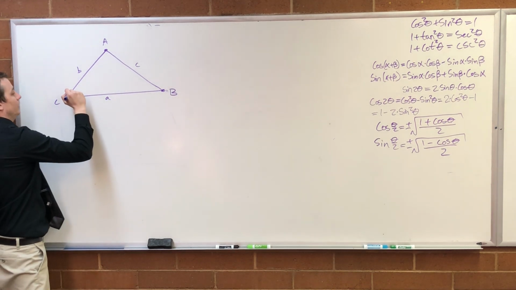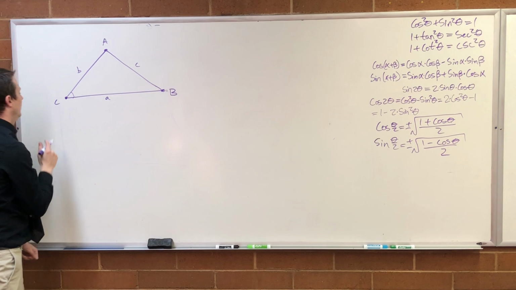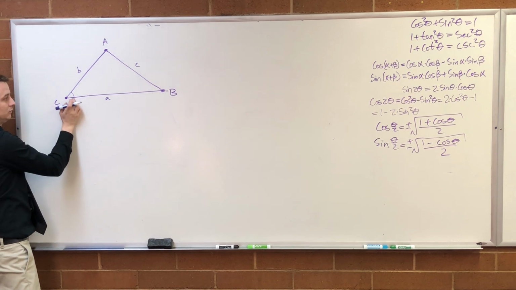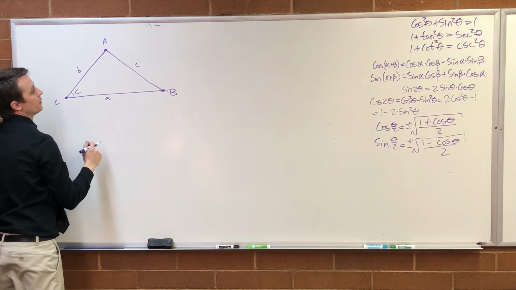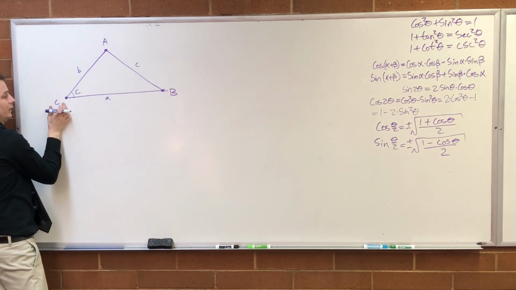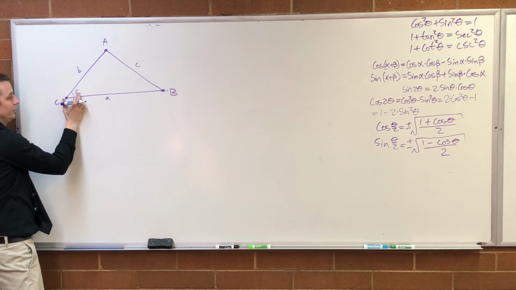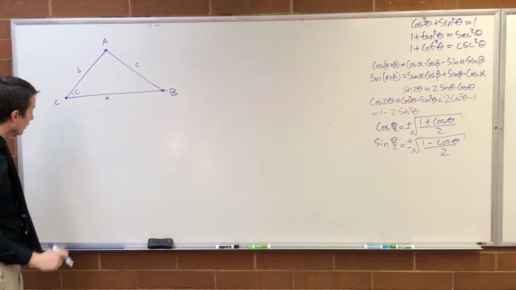And we're going to call this angle here. It's just convention that you typically call the angle the capital letter of the side opposing it. So this is also angle C. This is point C, this is angle C. You with me? Okay.